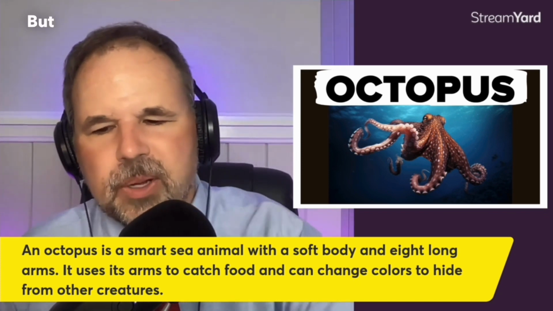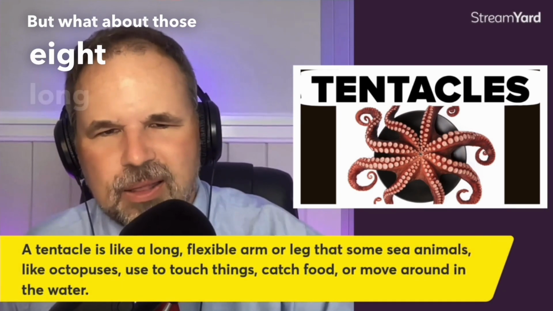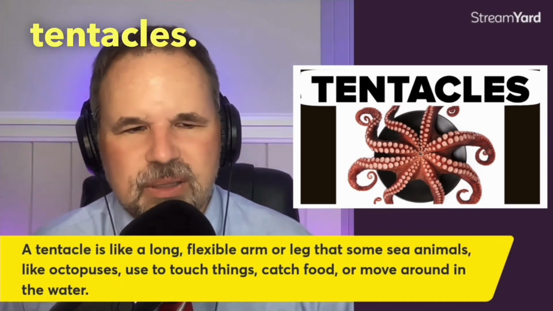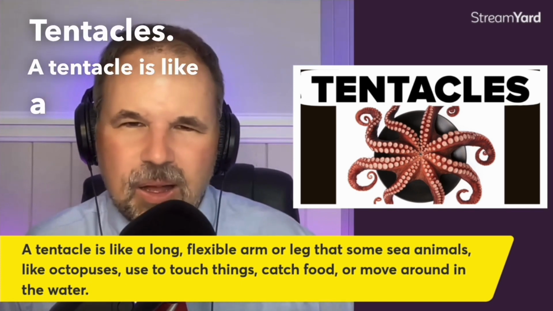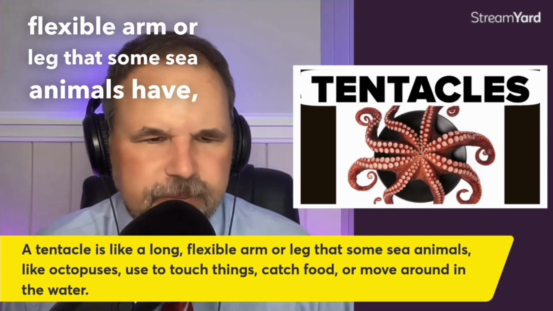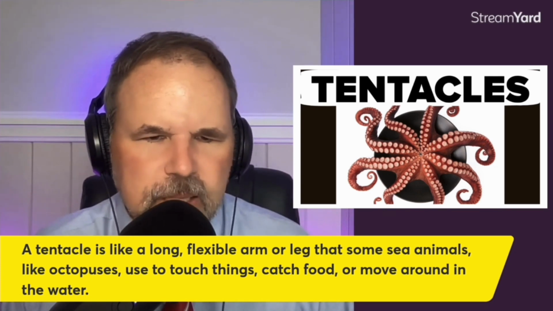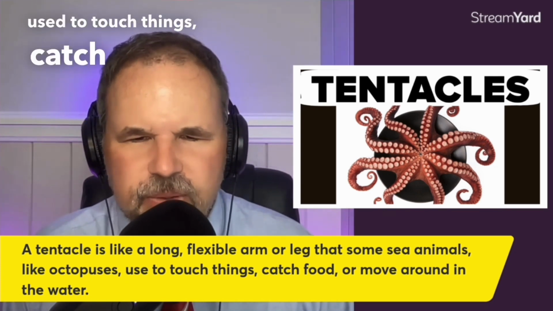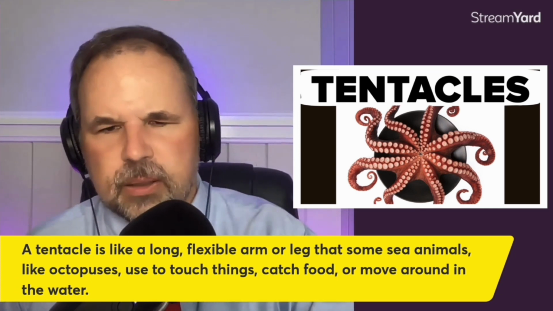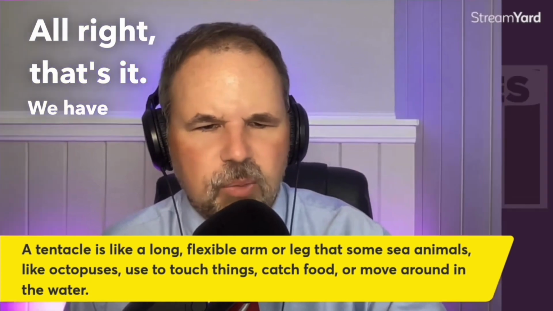All right. But what about those 8 long things? You might also hear them called tentacles. A tentacle is like a long, flexible arm or leg that some sea animals have, like octopuses, used to touch things, catch food, or move around in the water. All right, that's it. We have no more.